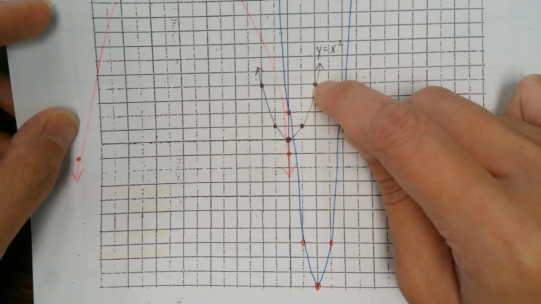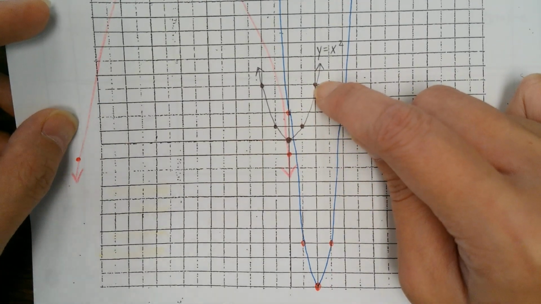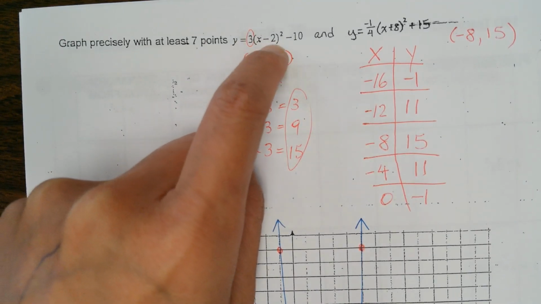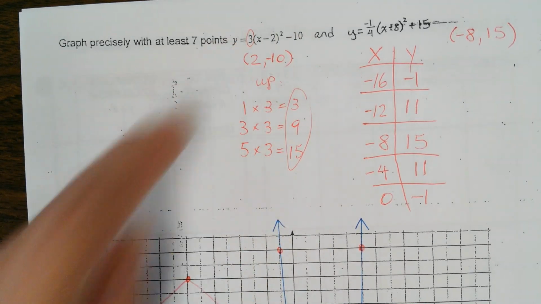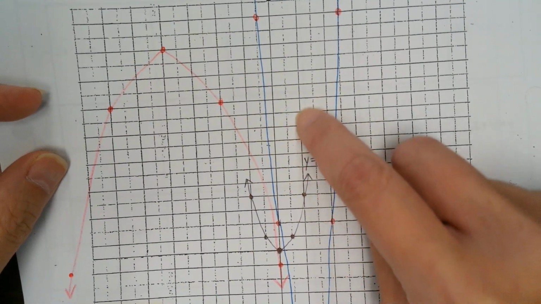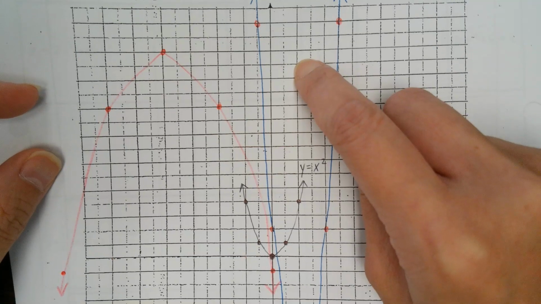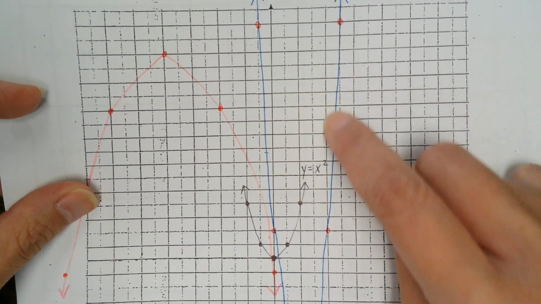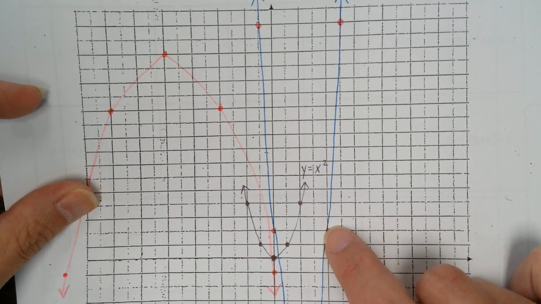Same thing right here. This point is at 2 and 4. So stretch by 3, move right by 2, down by 10. So 4 times 3 is 12. So my point is all the way up here now. I've got to move it over right 2 and down 10. So that point is now right here.